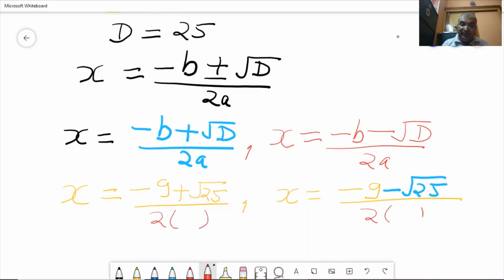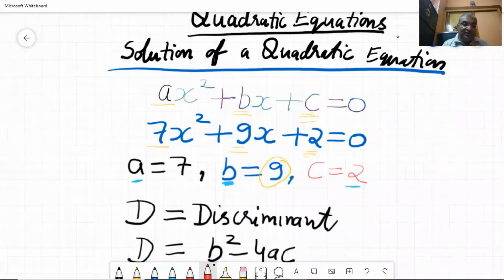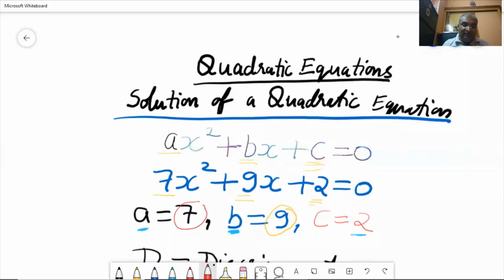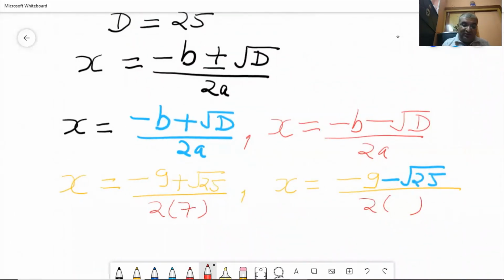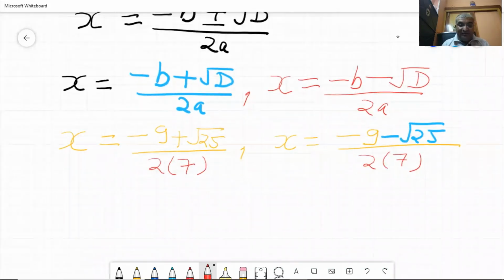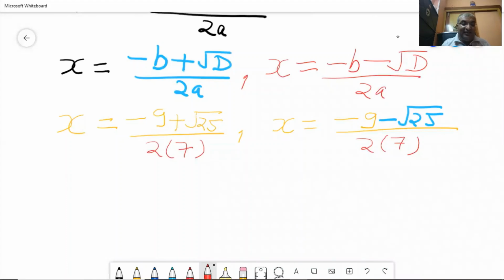So when I write 2a, it will be 2 into. Again here it will be 2 into. Just try to see. We have already written the value of a as 7. So what we'll do is, here we are going to put the value of a as 7. So the formula contains three values only. One is a, other is b, the third one is D.